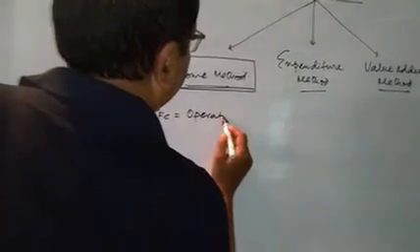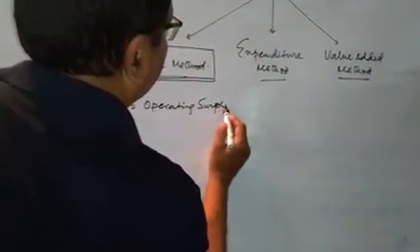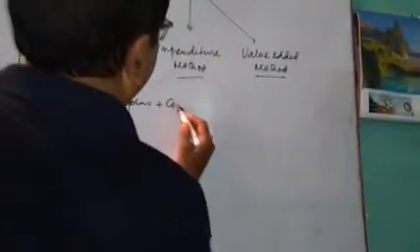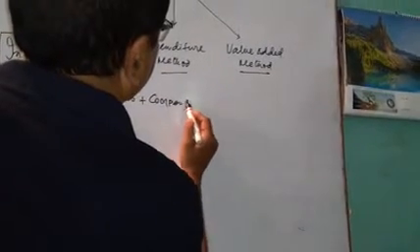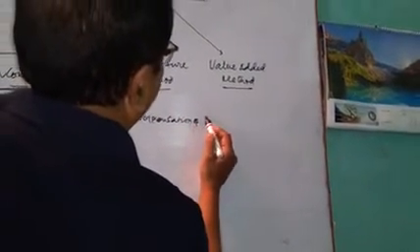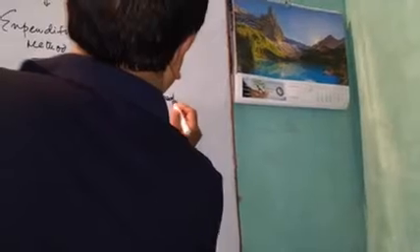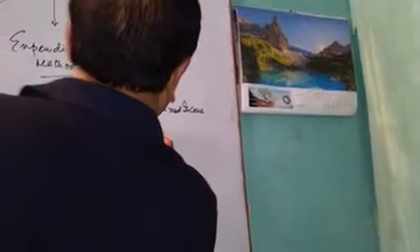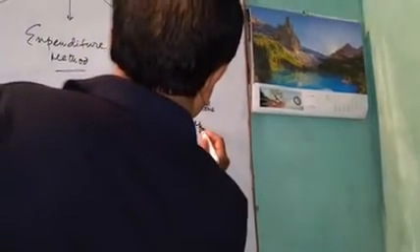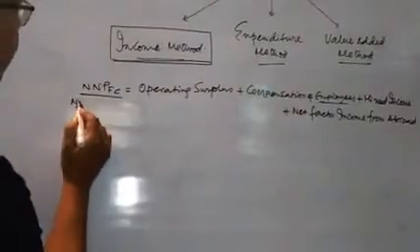Simply, this formula goes as NNPFC equals operating surplus plus compensation of employees plus mixed income and net factor income from abroad. See, NNPFC means national income.